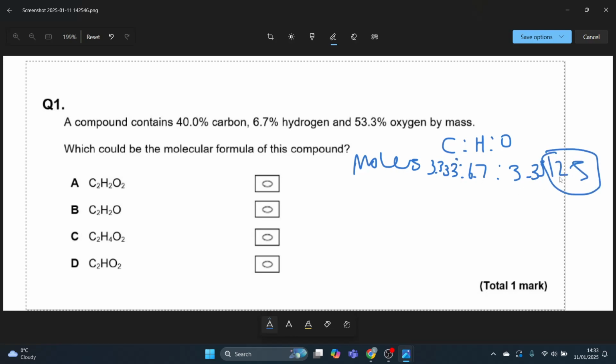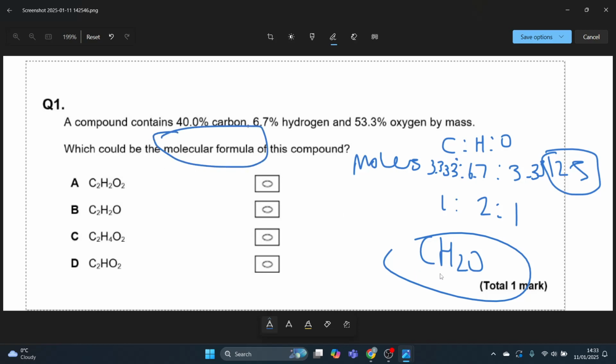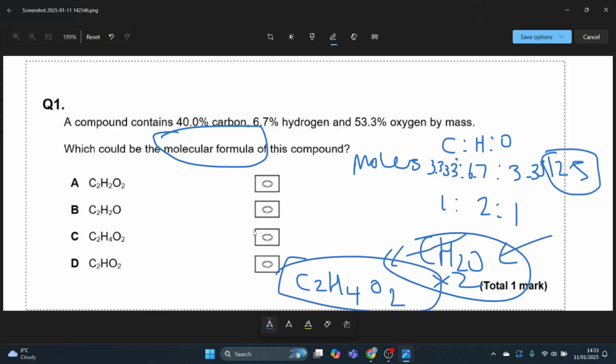This was 3.3 recurring, divided by the smallest ratio. 3.333 divided by 3.33125, I get 1, to 6.7 divided by 3.33125, 2, and then that's obviously going to be 1, so it's going to be CH2O. But you can clearly see none of these have that. So it's asking for the molecular formula. So all I have to do now is I want 2 carbons, I need to times this whole thing by 2, C2H4O2. This is the molecular formula, the other is the empirical formula. C2H4O2, there we go.